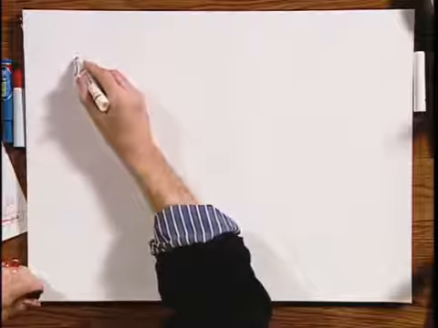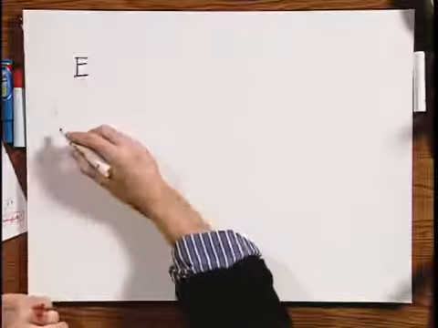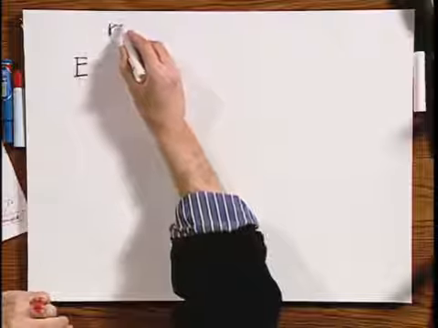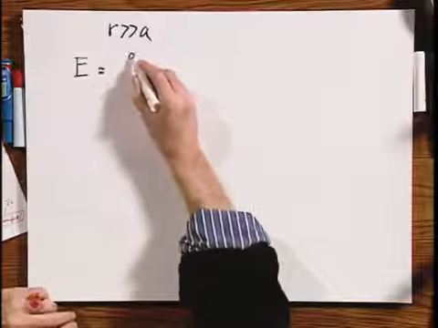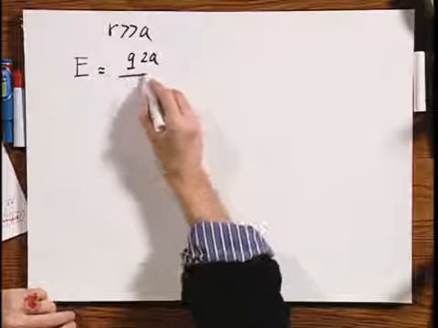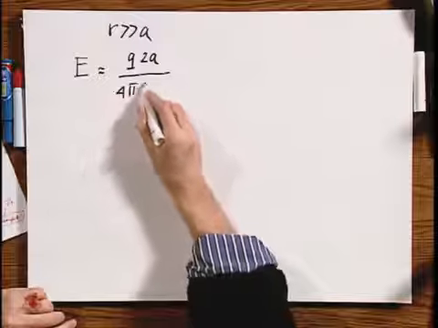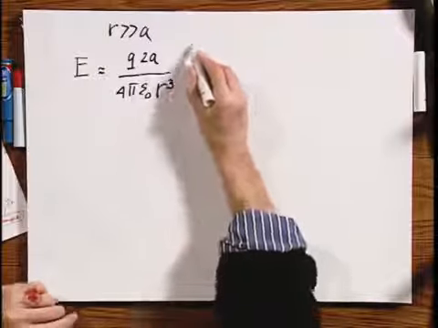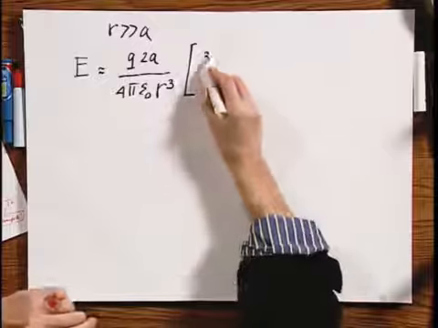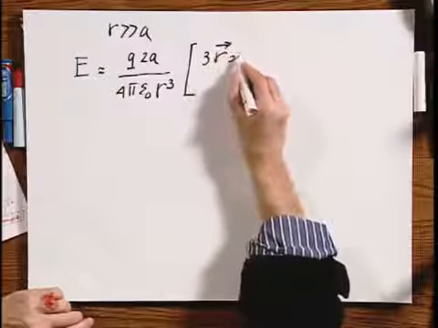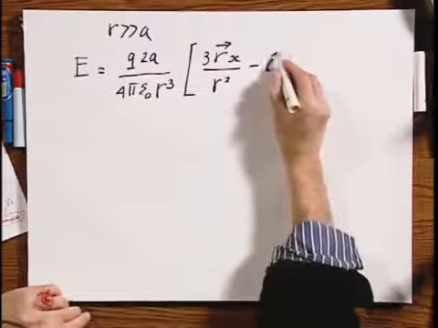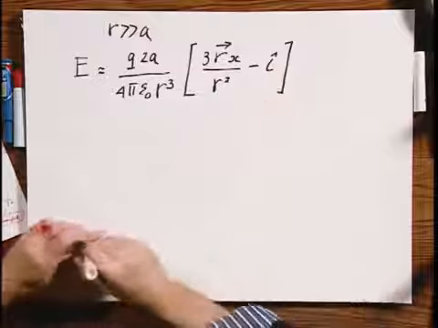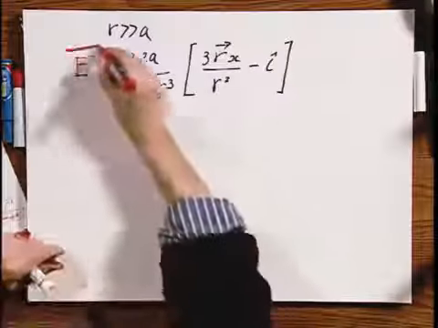And so you'll find that the final E vector, for the case that r is much, much larger than a, is approximately q times 2a divided by 4 pi epsilon 0 r cubed, and then here you get 3 r vector times x divided by r squared minus the unit vector in the x direction. That is the final result.